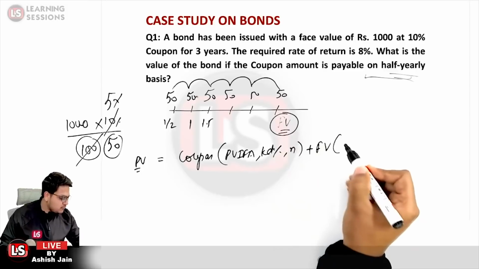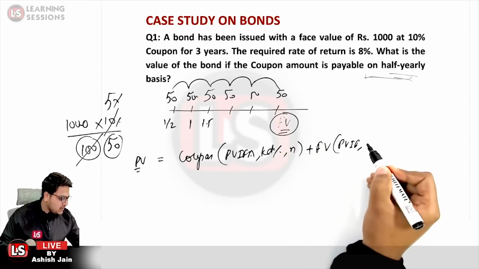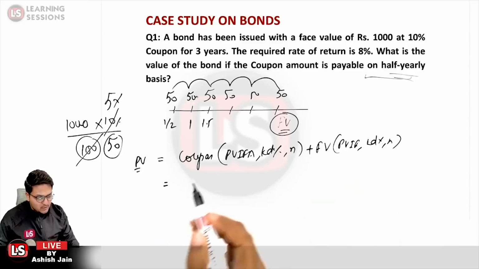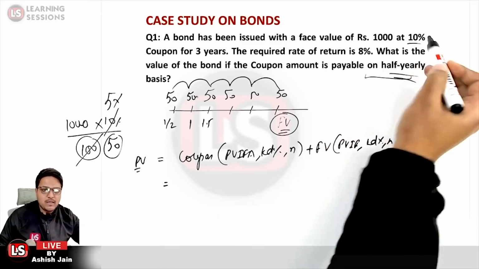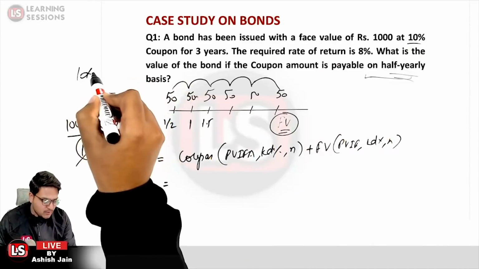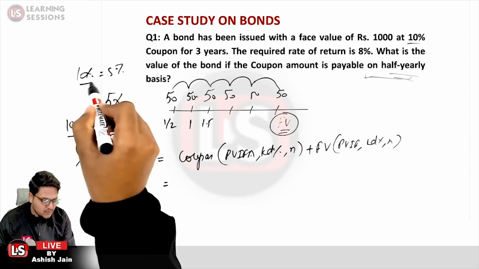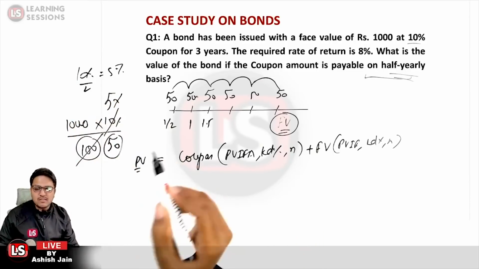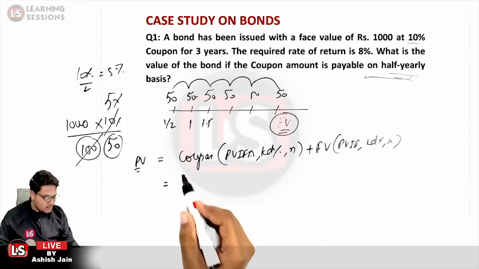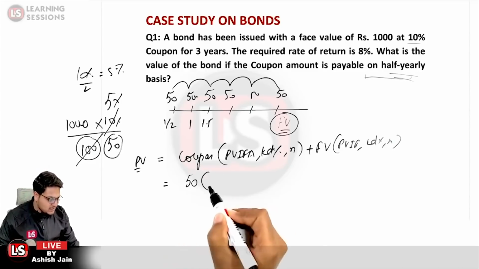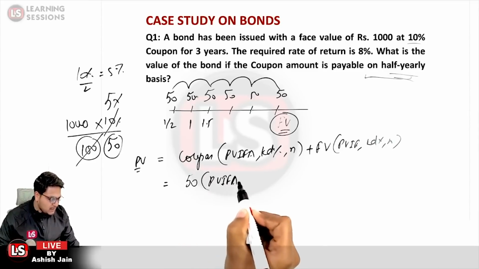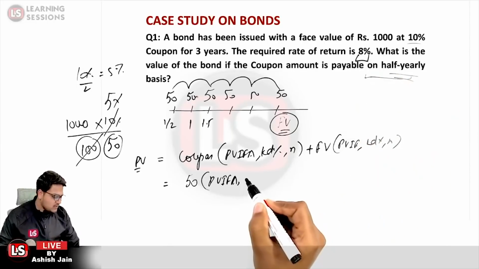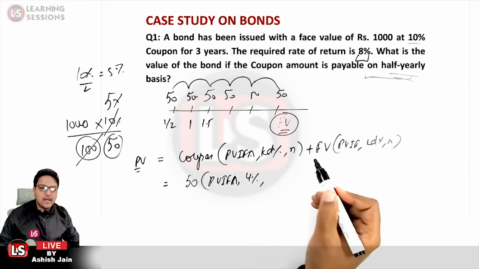So it will be PVIF only, that is the present value interest factor, at KD percent again, and N. As I already told you, the coupon rate is mentioned to be 10%, but we will consider it to be 5% because the coupon is being paid half yearly. So it is 10 divided by 2, that is 5%. The coupon amount received every period is rupees 50. So again PVIFA, and the required rate of return given is 8%, which is also to be halved, so it is 4%.